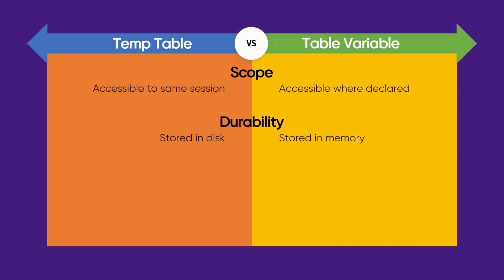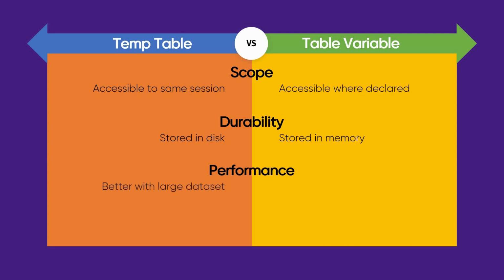And table variables are stored in memory and are not persisted to the disk. This means that if the connection to the database is lost or if an error occurs, the data in the table variable will be lost. Next we will see about the performance.